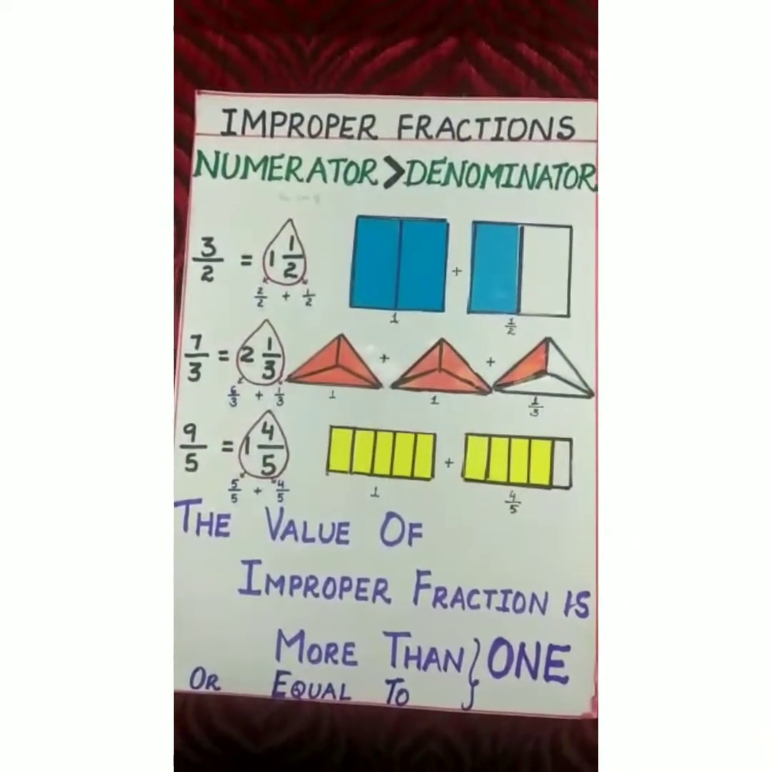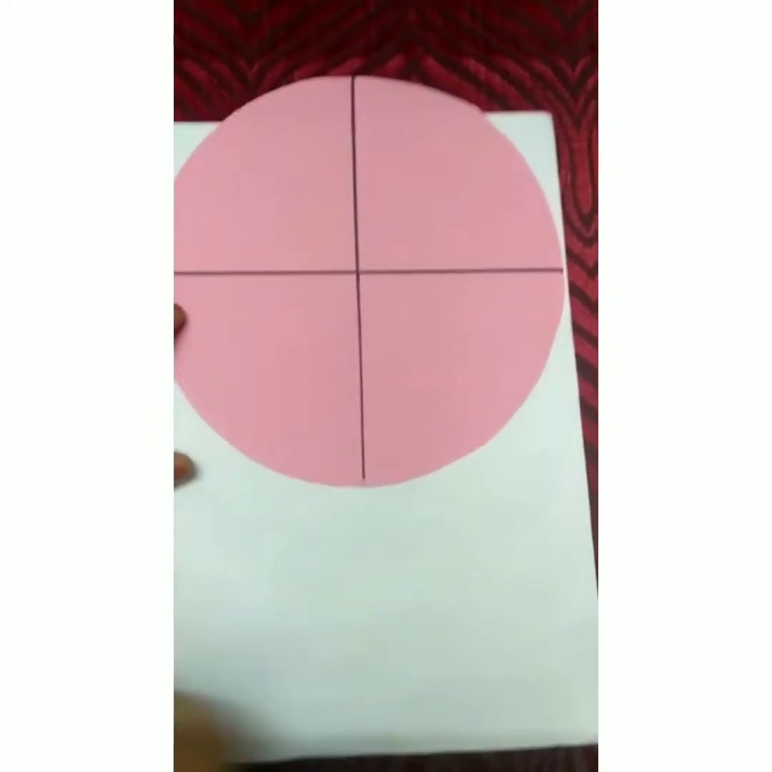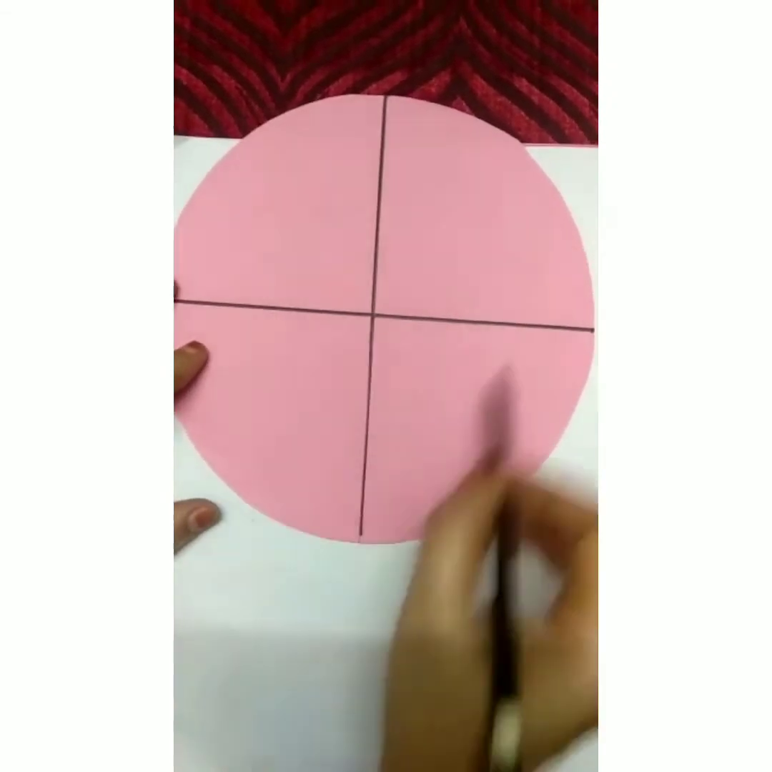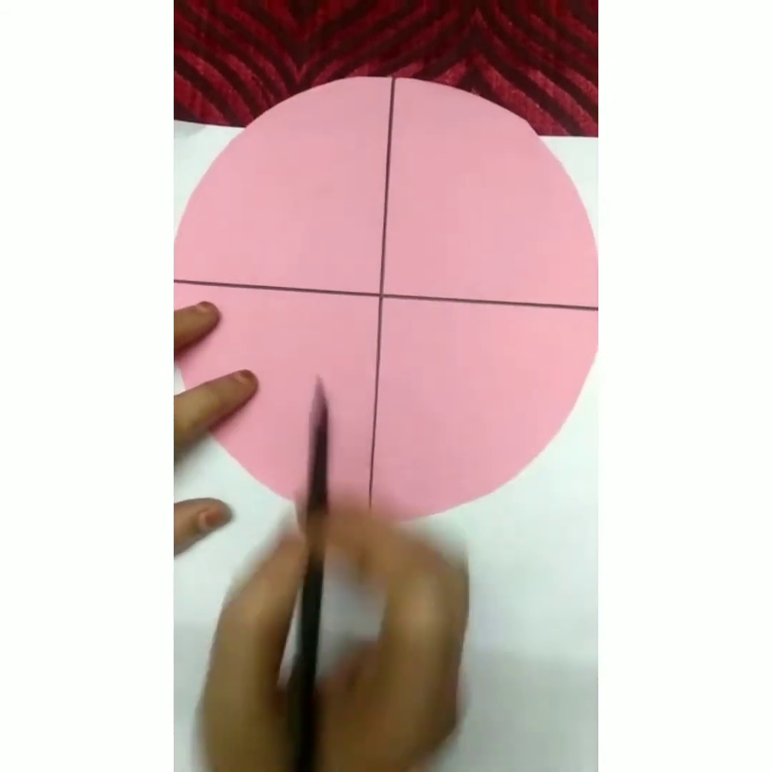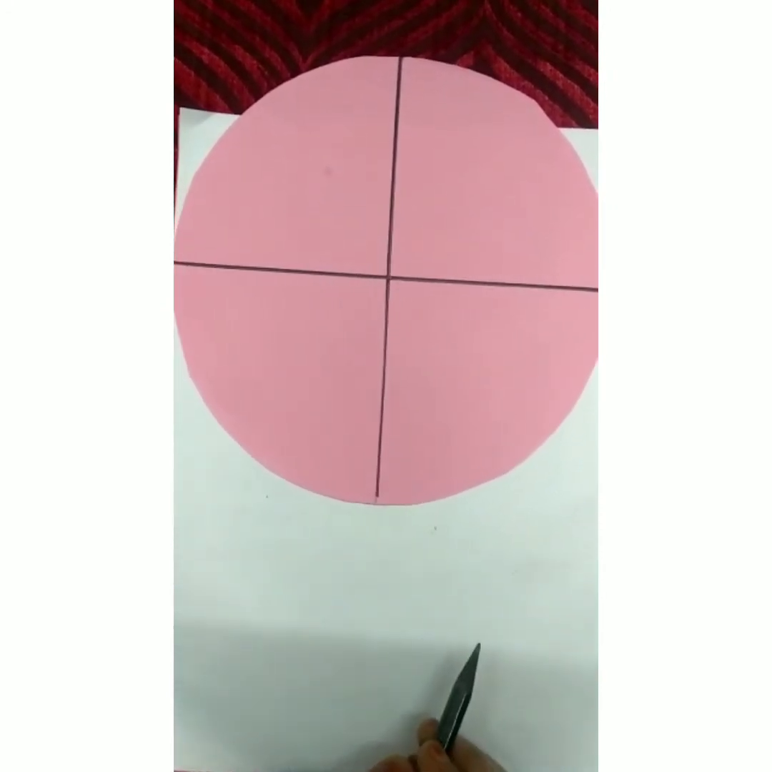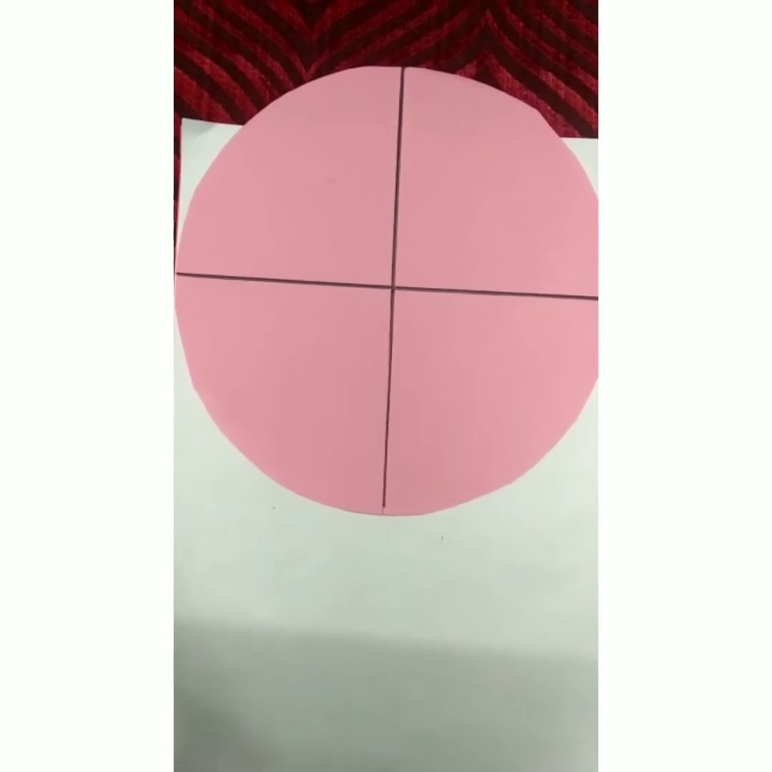Now shall we do the activity? Now here take the circle. Now this circle is divided into 4 equal parts and I selected all the 4 parts. It means that 4 by 4. When the numerator and denominator of a fraction are equal, then also we can represent it as an improper fraction.